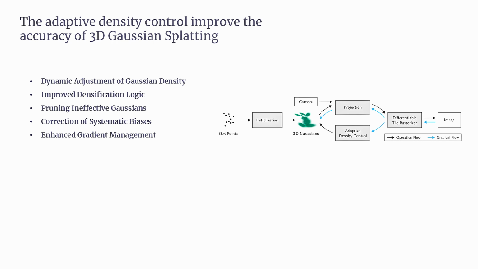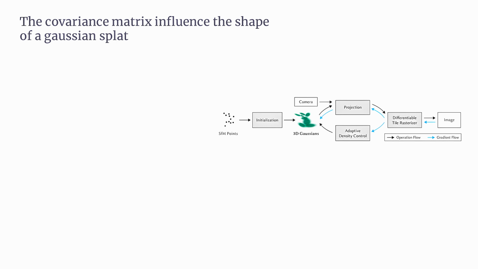In summary, adaptive density control significantly improves the accuracy of 3D Gaussian splatting by enabling dynamic adjustment of Gaussian density based on per-pixel error assessments, enhancing densification logic, effectively pruning unnecessary Gaussians, correcting systematic biases in opacity handling, and optimizing gradient management. These improvements collectively lead to a more precise and efficient representation of complex 3D scenes, resulting in higher quality visual outputs.